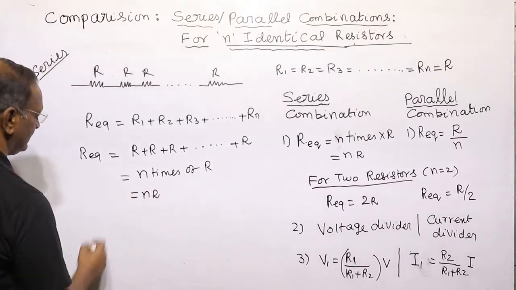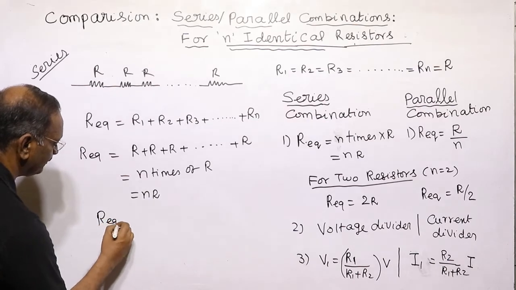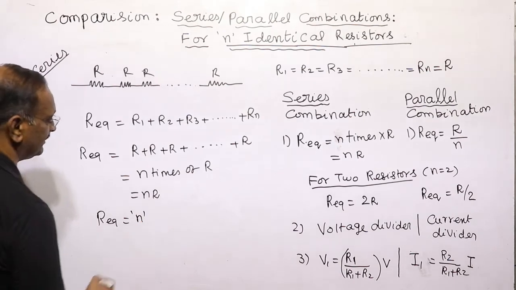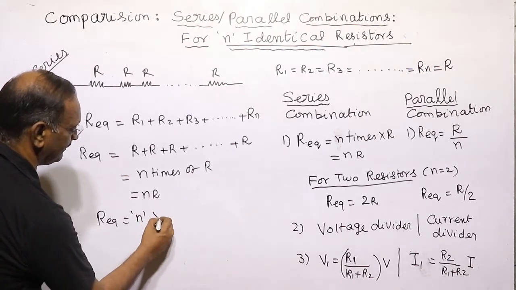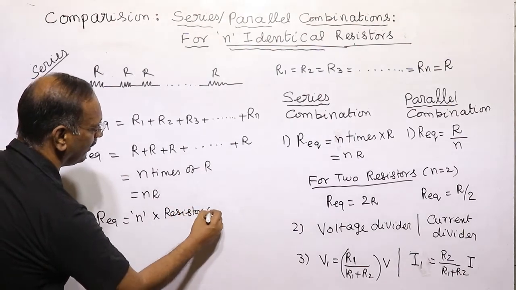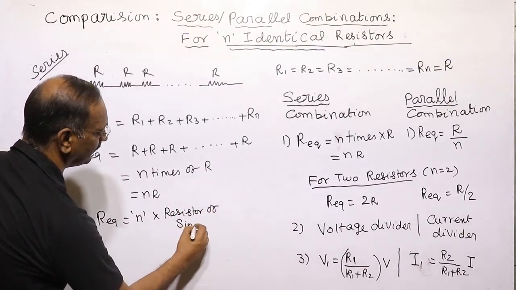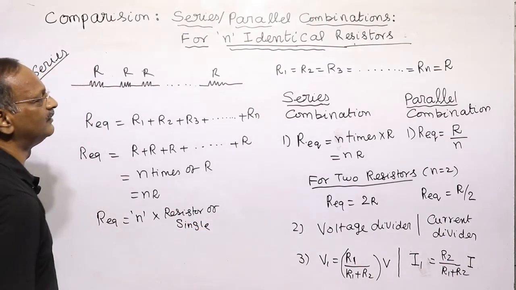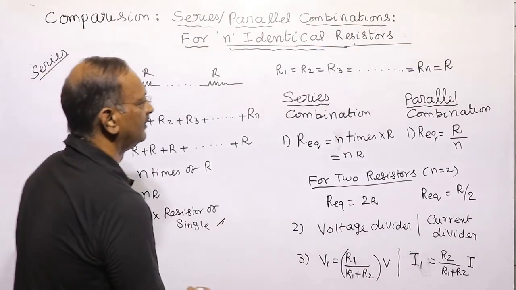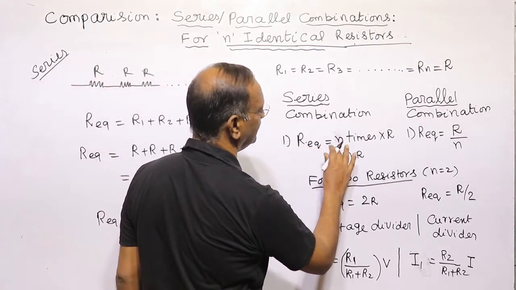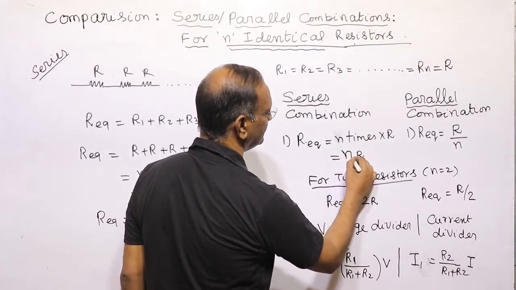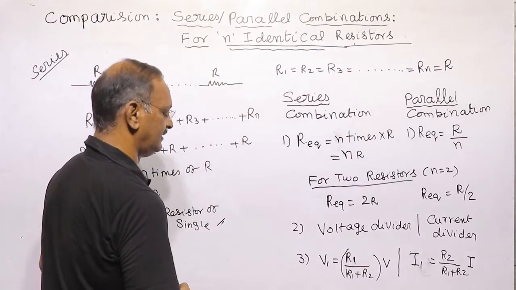This is for series. That means R equivalent is equal to n, that is number of resistors, n number of resistors multiplied by the resistance of a single one, whether you take anything, all are equal to R. Therefore, in series combination, R equivalent is equal to n times R, which is equal to n number of resistors into the value of one resistor.